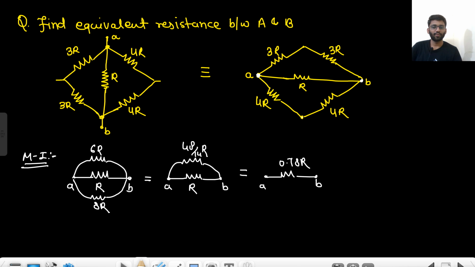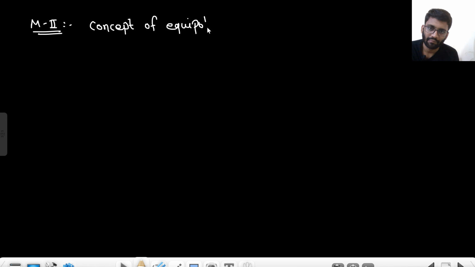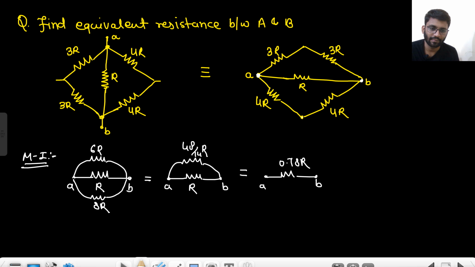But we will solve it by two more methods. The other one will be the concept of equipotential. Method 2, concept of equipotential. Okay, so I will just copy this circuit.